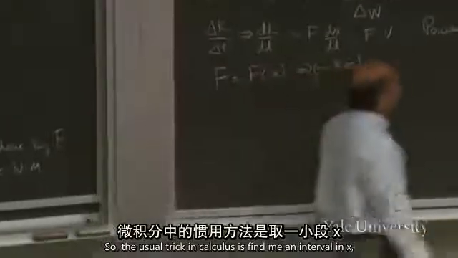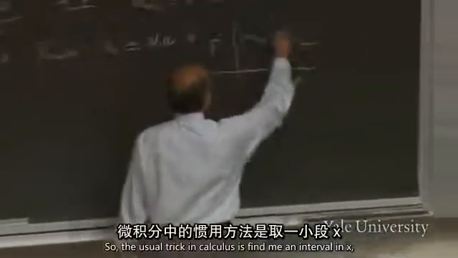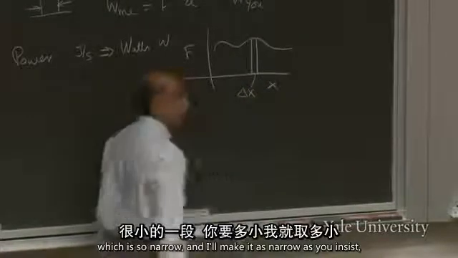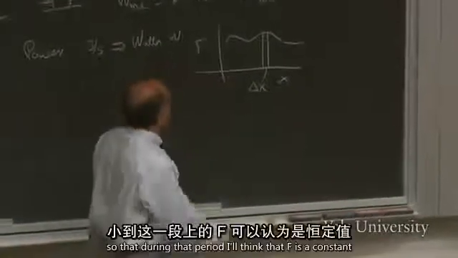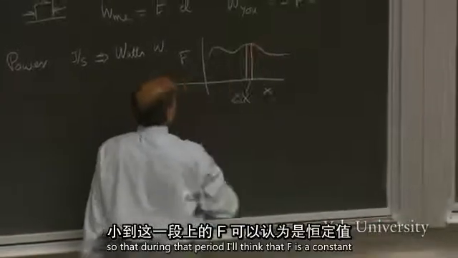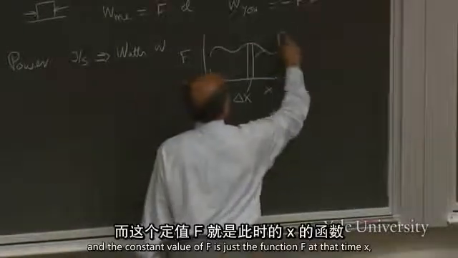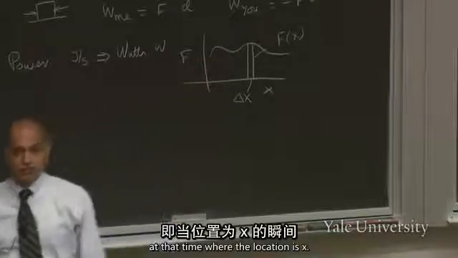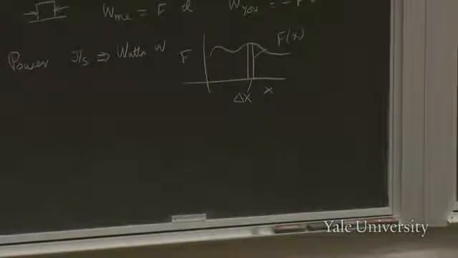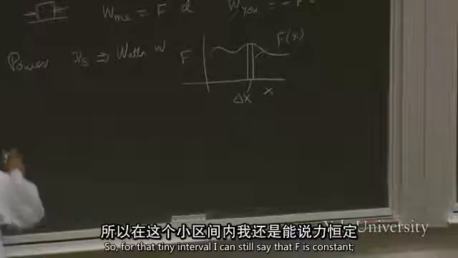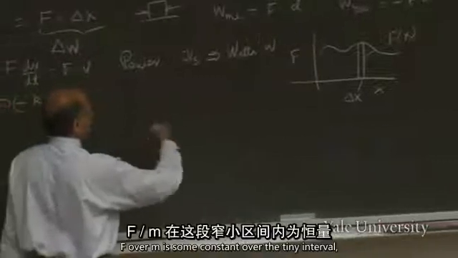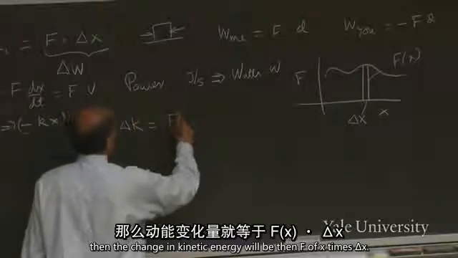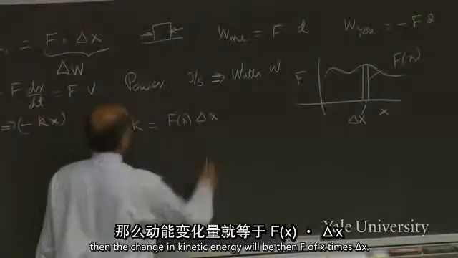So the usual trick in calculus is find me an interval in x which is so narrow, and I'll make it as narrow as you insist, so that during that period I'll think that f is a constant, and the constant value of f is just the function f at that time, at that time where the location is x. So for that tiny interval, I can still say that f over m is some constant over the tiny interval, then the change in kinetic energy will be then f of x times delta x.